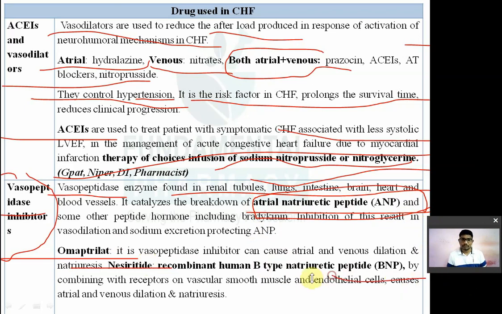They combine with the receptor on vascular smooth muscle and endothelial cells and cause arterial as well as venous dilation. That means this will dilate the arteries and it will dilate the veins too. That's why they decrease the preload as well as afterload.